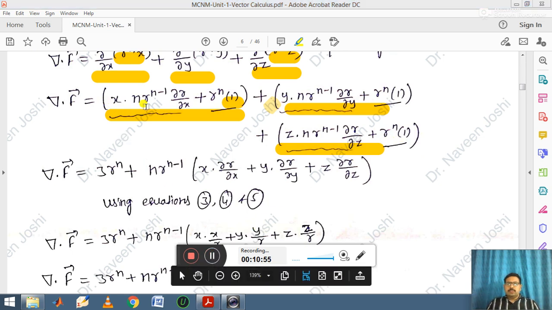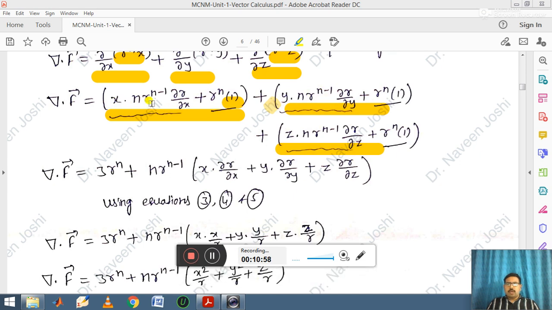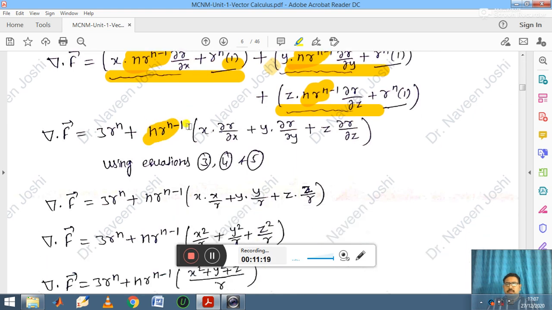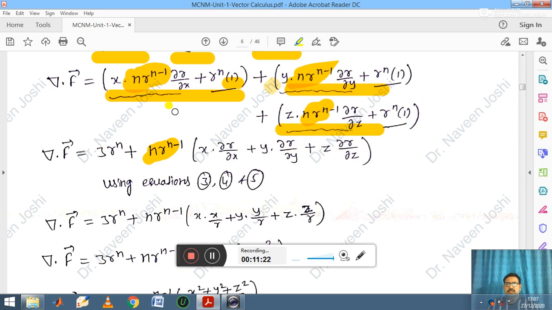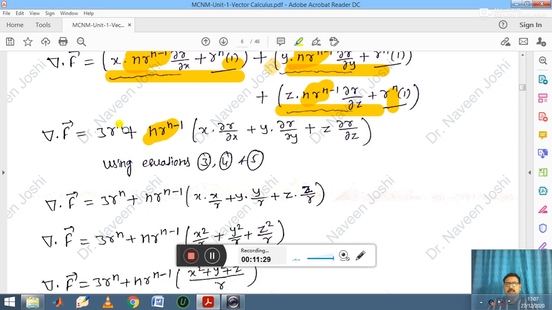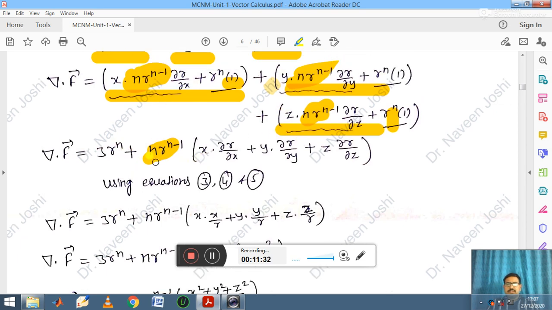Now if you observe here, in all the terms n into r power n minus 1 is common. So from all these three terms you take n into r power n minus 1 common. Then if you rewrite the above expression, del dot f equals, here if you combine these terms r power n and r power n, you are getting 3r power n plus n into r power n minus 1 common from the remaining expression. Then the remaining terms are x into dou r by dou x plus y into dou r by dou y plus z into dou r by dou z.